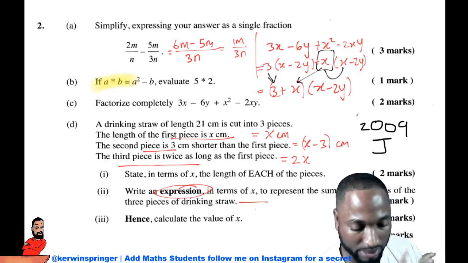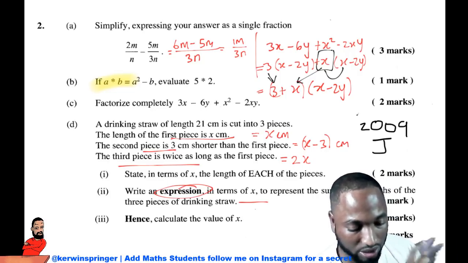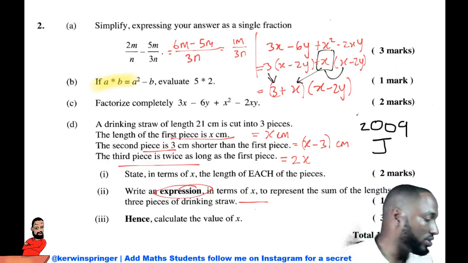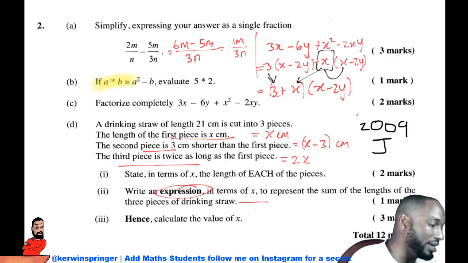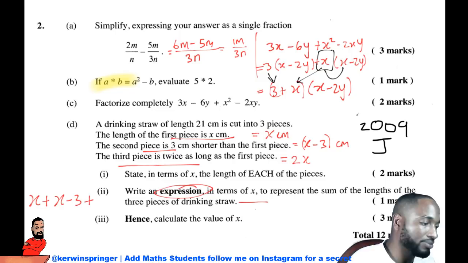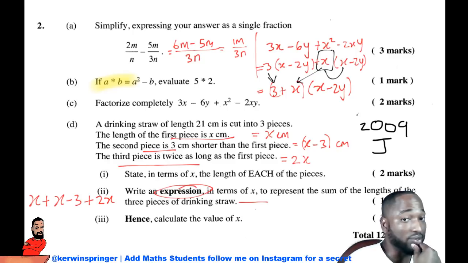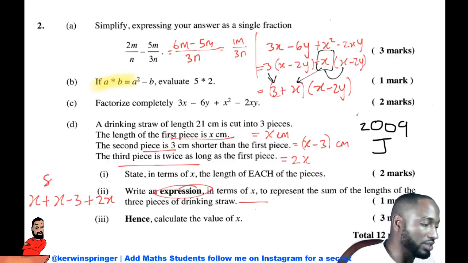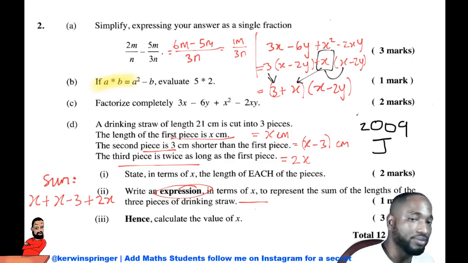x plus x minus 3 plus 2x. That's correct. So the expression, no equal sign, is x plus x minus 3 plus 2x. Since it's asking to write an expression, that's the answer right there. So this represents the sum of the lengths. If it were asking to write an equation, it would have to be put equal to 21. Hence calculate the value of x.